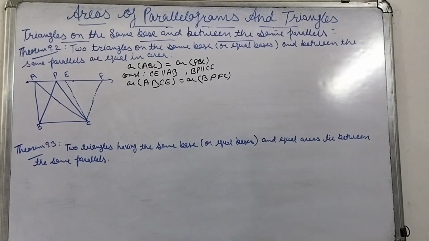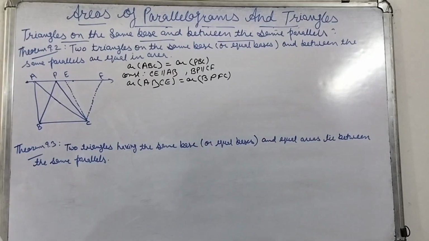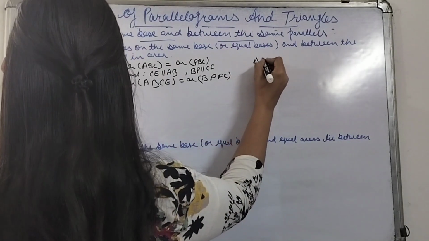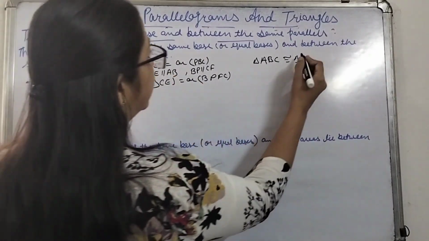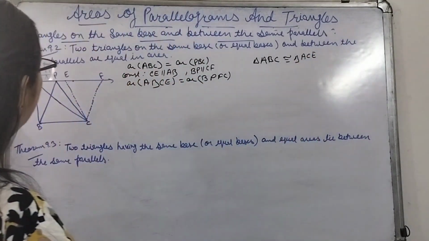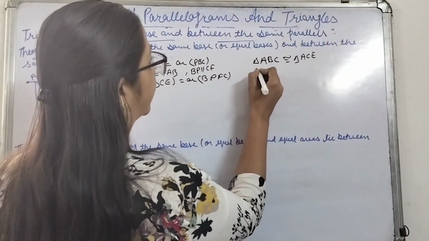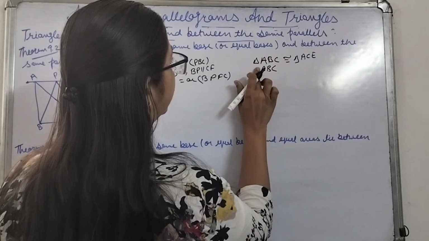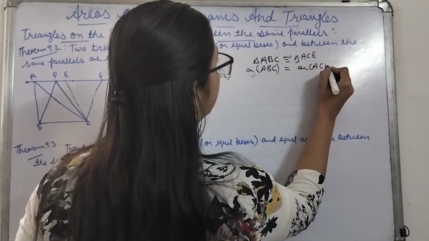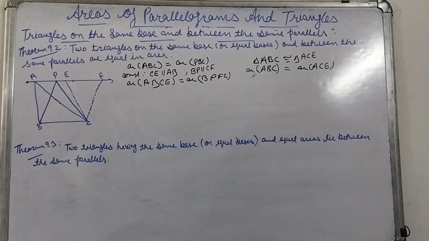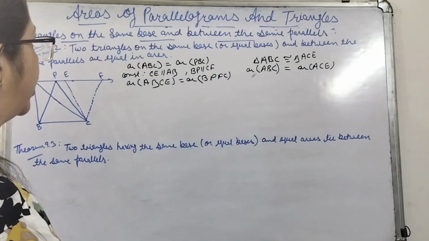And just now we have said that if there are two figures which are congruent, then their areas will even be equal. So over here triangle ABC is congruent to triangle ACE. These two triangles will be congruent because the diagonal of a parallelogram divides it into two congruent triangles. So we can say the area of triangle ABC will be equivalent to the area of triangle ACE, because if two figures are congruent, then their areas are even equal. So the area of both of them will be equal.